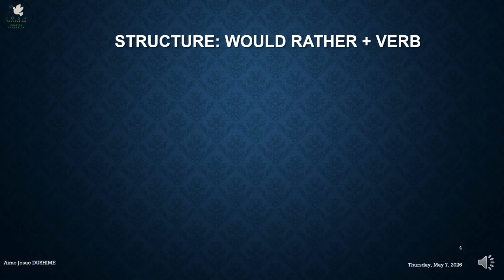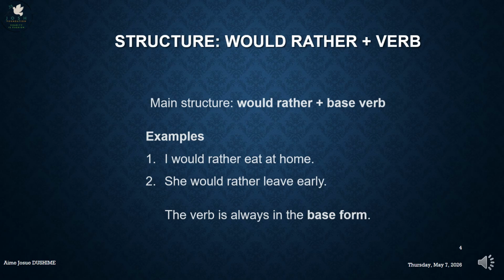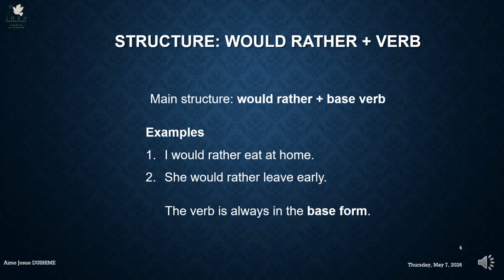Let's see that in terms of the structure. When we use would rather, it is followed by a verb. Always would rather is followed by a verb. That's the main structure. Would rather plus V1, which is the base verb. I would rather eat at home. She would rather leave early. The verb is always in the base form. I repeat again, the verb is always in the base form. The verb that follows would rather is always a V1. That's something you should mark.